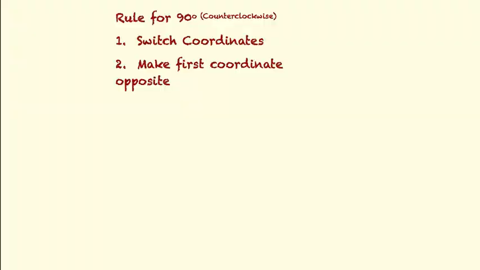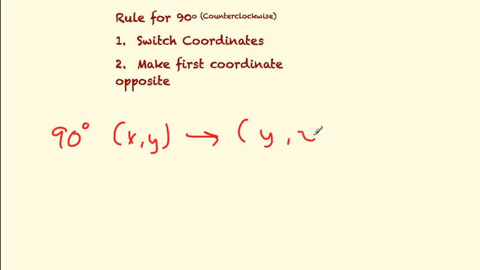Okay, so I'm going to take you here for a second. That's the rule for 90 degrees. Did you forget it already? All right, let's write it down. For 90 degrees, we take (x, y), we switch the coordinates. All right, so that becomes (y, x), and then we make the first one the opposite. So there's the rule for 90.